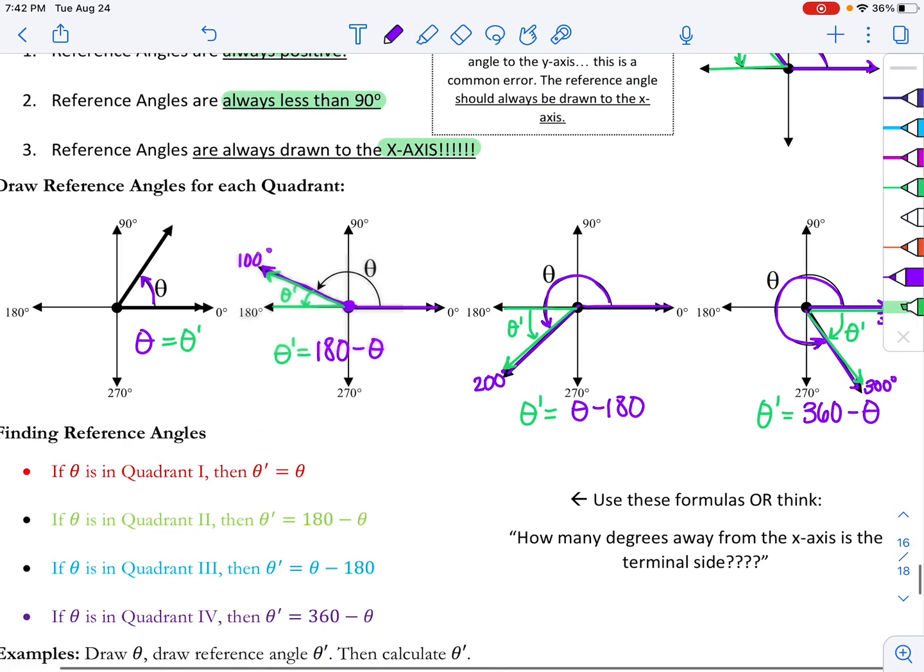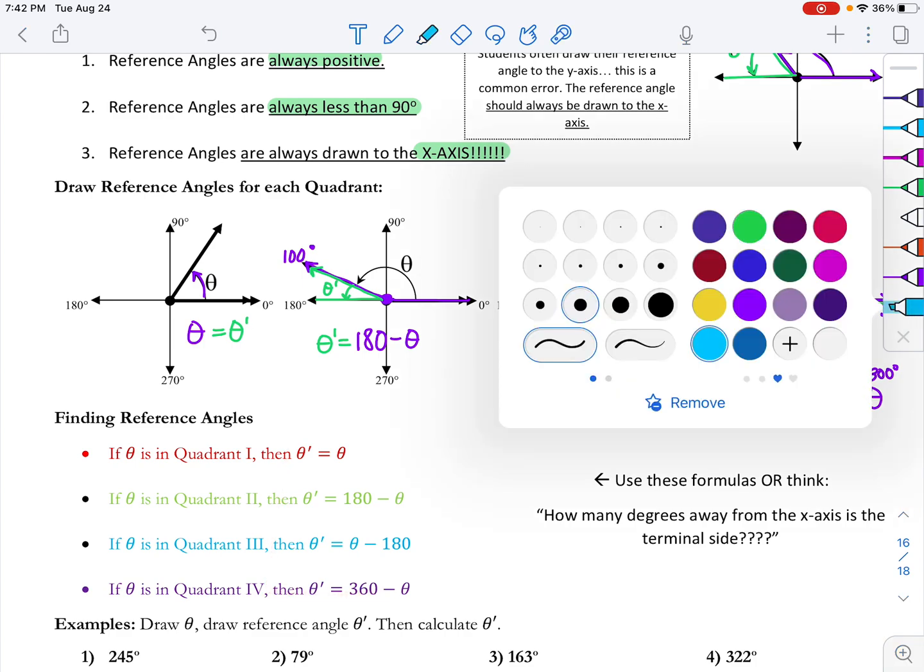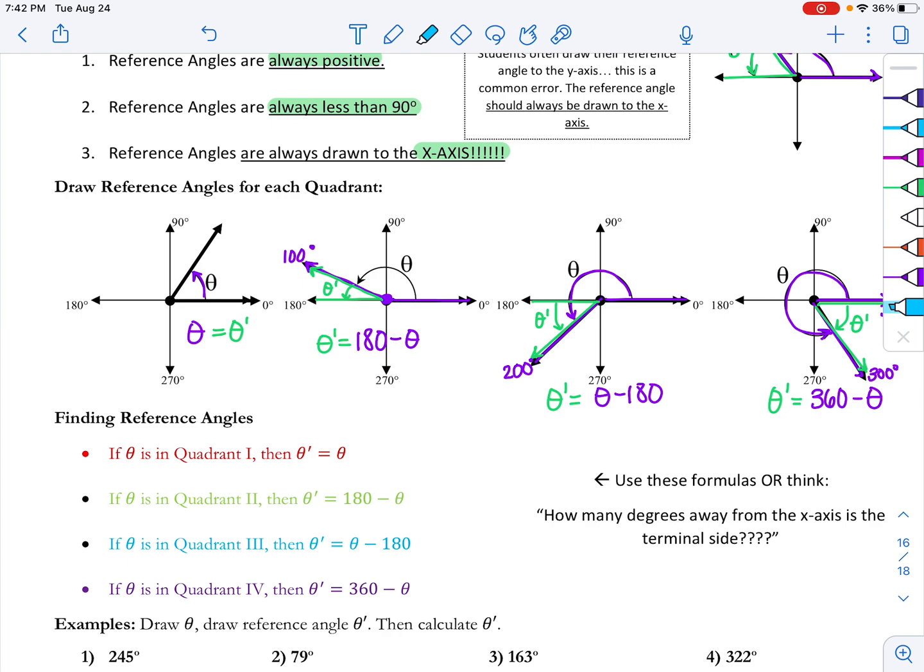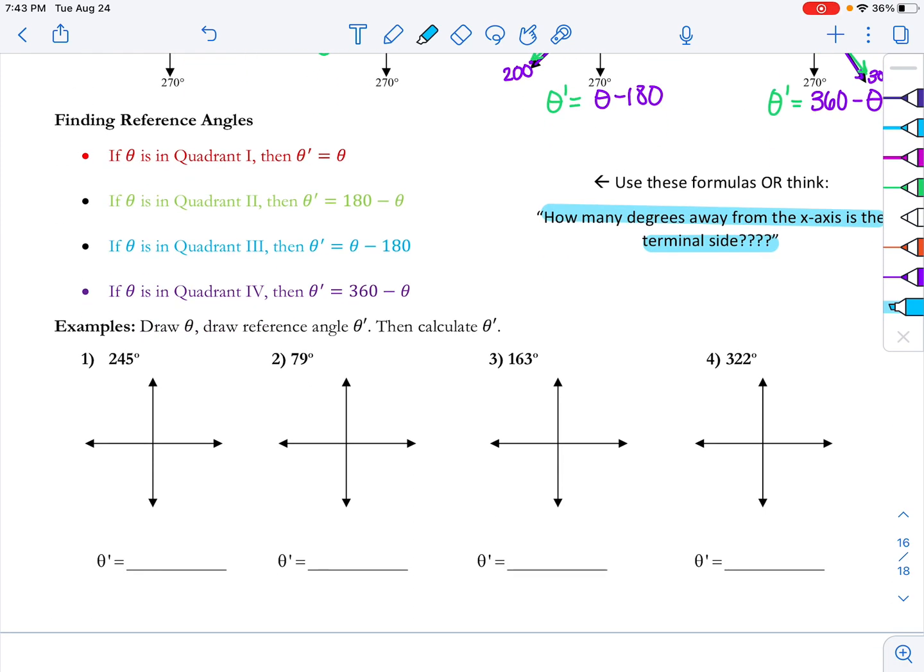Okay? All of these expressions that we just discussed are written out here. You are welcome to memorize these. However, I think it's just as easy, and maybe even easier, to just think about it and ask yourself how many degrees away from the x-axis the terminal side is. Drawing a picture is super helpful as we're practicing and getting the hang of this. So let's practice with these examples.